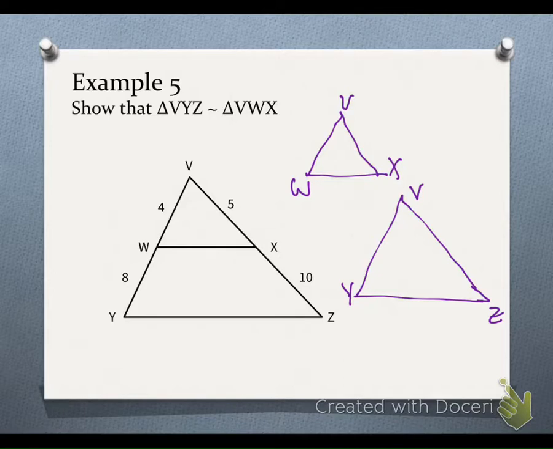Okay, so we look here and we want to see which angles are congruent. What angle is congruent in both triangles? V. We say it's going to be V. They both share V right here. Bam.